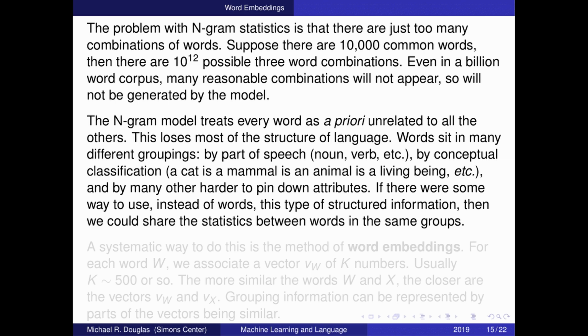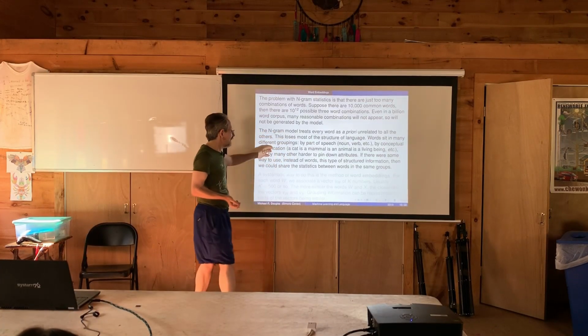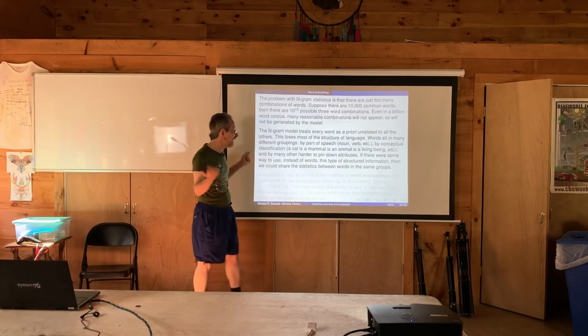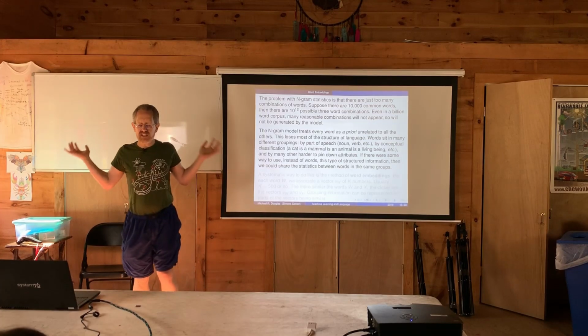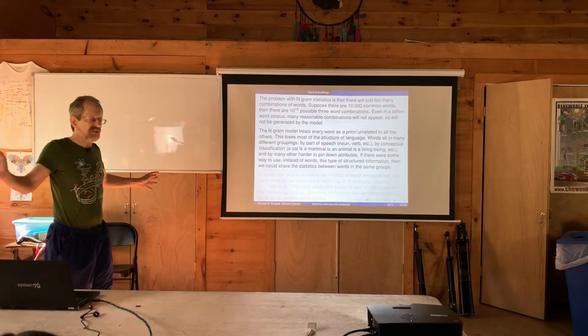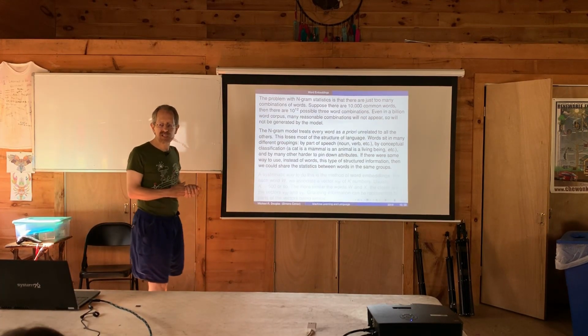Obviously, words have lots of relations between them. They have a part of speech. There's a classification: a cat is a mammal is an animal, and so forth. And there's just lots of things you can say. And of course, it's very complicated to think about all the things you might say about a word.